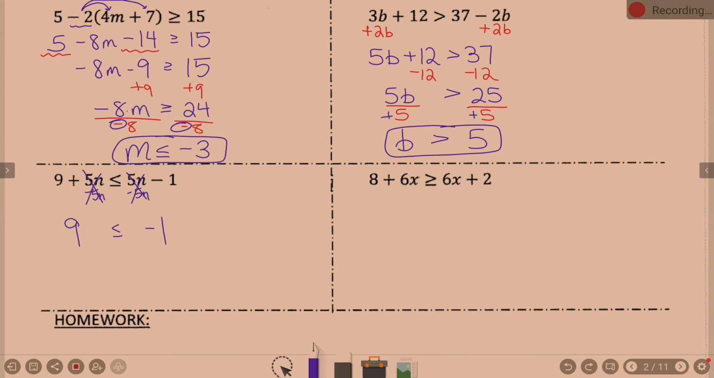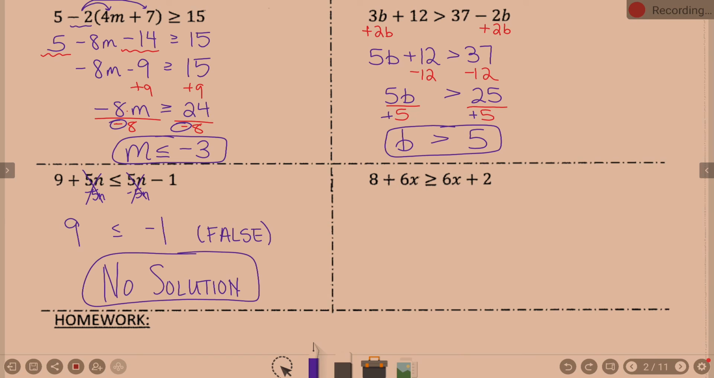So it'd just be false, right? Is 9 less than or equal to negative 1? No. 9 is not less than or equal to negative 1, is it? 9's bigger. So this is a false statement. And if you get a false statement, it is no solution. You will catch the no solution when your variables are the same and they cancel out. That's when you have a false statement remaining. That's when you have no solution.